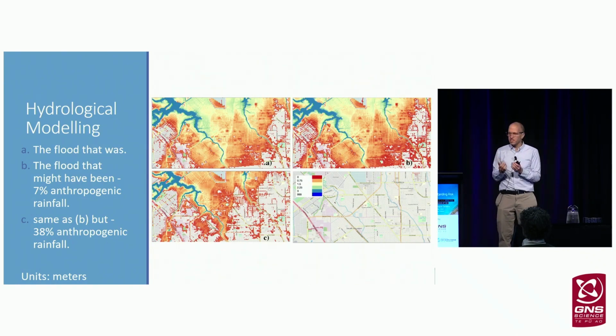One is sort of the minimum estimate, that only 7% of the rain is because of climate change. And our preferred estimate, because we think it's the most robust, is 38%. Okay? Now, I'm told that this shows you that.